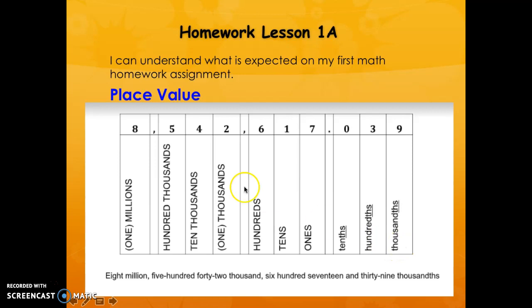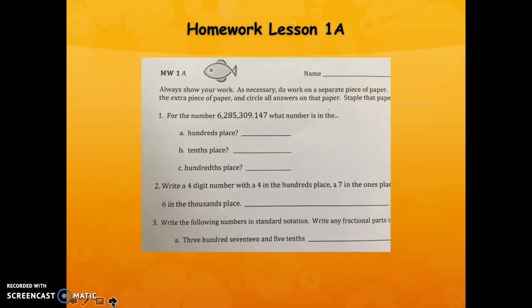So when we say this number at the top, we would say 8,542,617 and 39 thousandths. So wherever the number ends on the right-hand side, that's the number we put on the end. And if you forget how to read that number, it's written for you down here at the bottom. So let's take a look at your first problem.